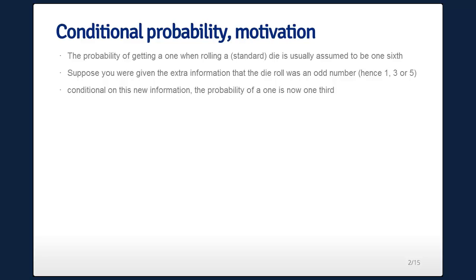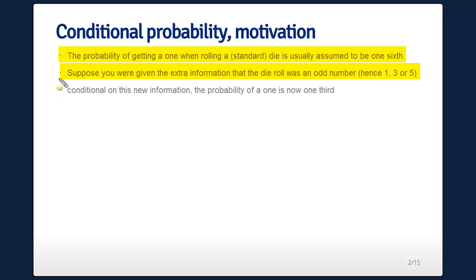So conditional probability is something that we all know intuitively, but I wanted to cover the formality of it a little bit. Conditioning is an incredibly important concept in statistics. So let's go through an example that I think we could all agree on. If you were rolling a die, the probability of getting a 1 is, let's assume, 1/6. It's a fair die. And then suppose you didn't know the outcome of the die, but you did know that the die roll was odd. So it was either a 1, 3, or a 5, and you still want to know the probability of getting a 1.